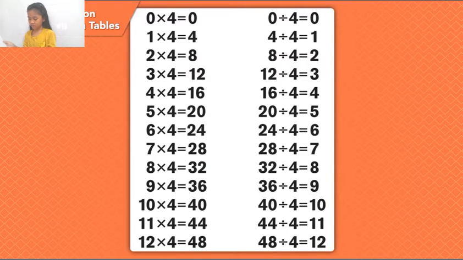7 times 4 equals 28. 8 times 4 equals 32. 9 times 4 equals 36. 10 times 4 equals 40. 11 times 4 equals 44. 12 times 4 equals 48. Great teamwork, ladies. Excellent job echoing them, gentlemen.